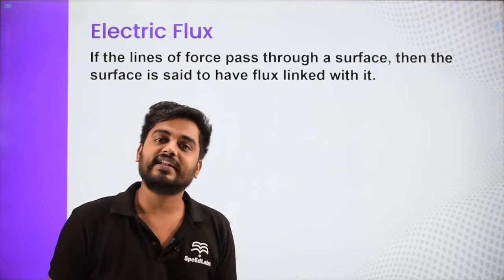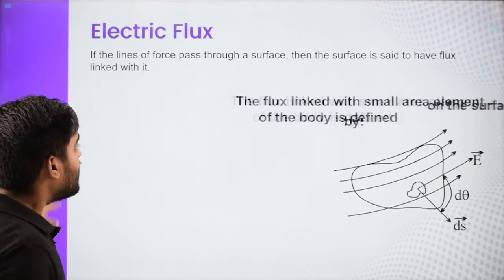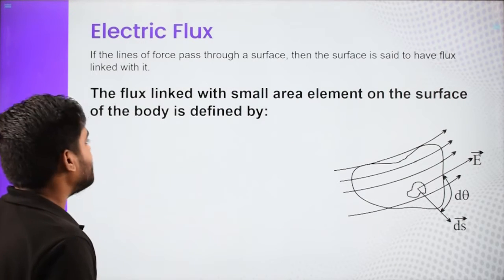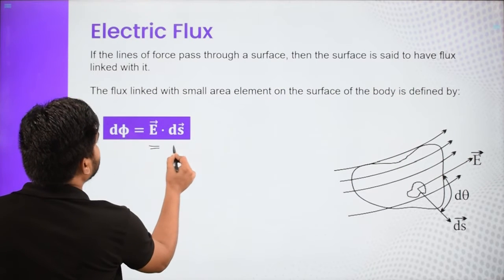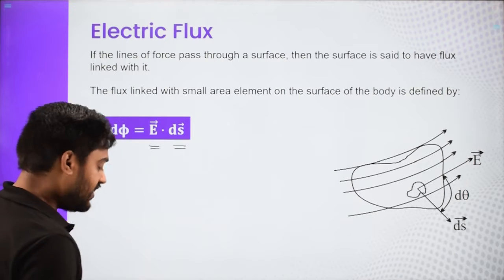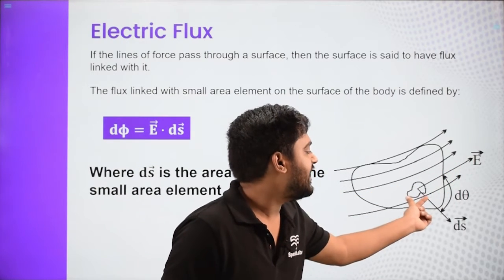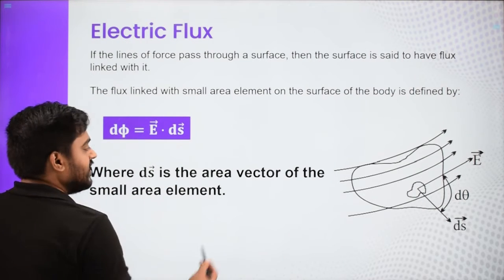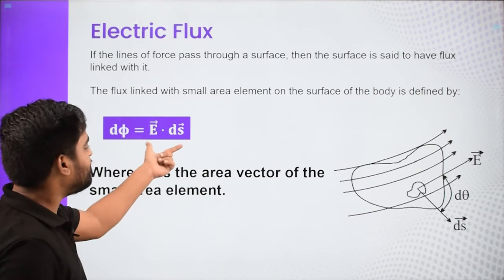How do we define electric flux? To define electric flux, we will say that the flux linked with a small area element on the surface of the body is defined by this mathematical expression. It is E dot ds. What is E over here? So here E is nothing but the electric field at that elementary area. And what about ds vector? Ds vector is the area vector of the small area element, and it is the dot product of these two.